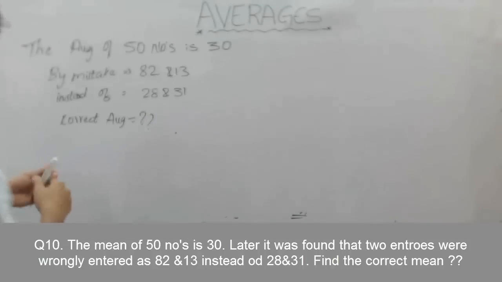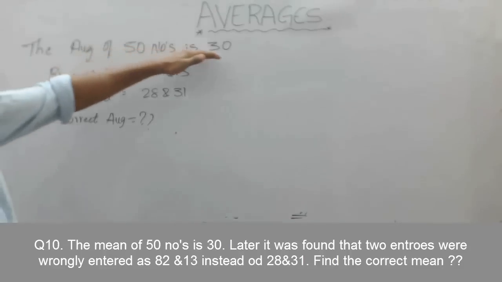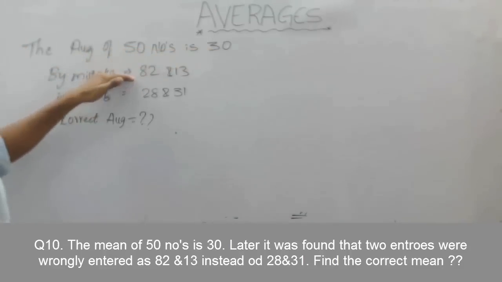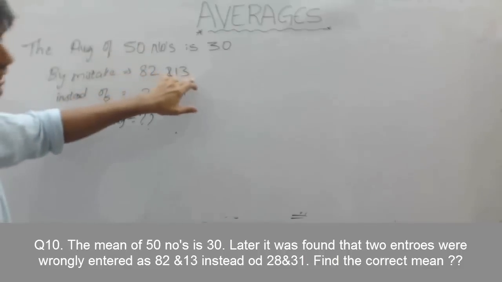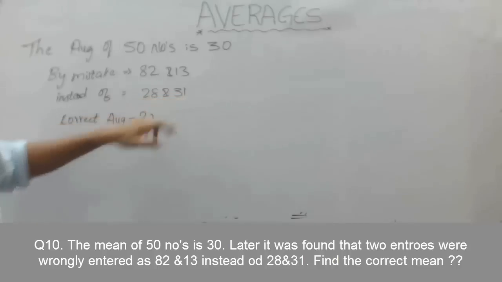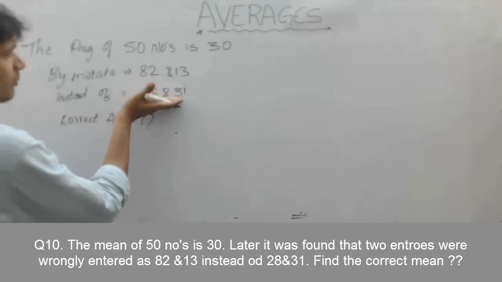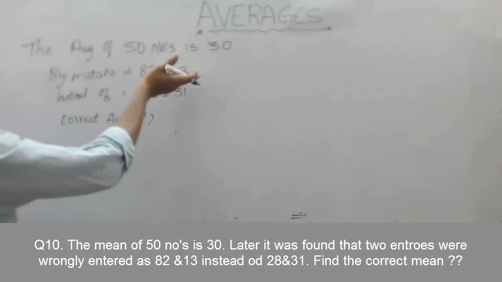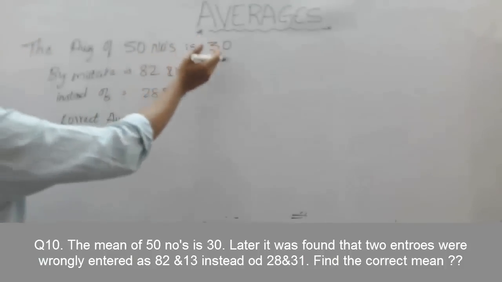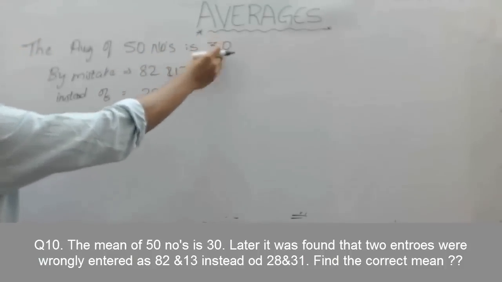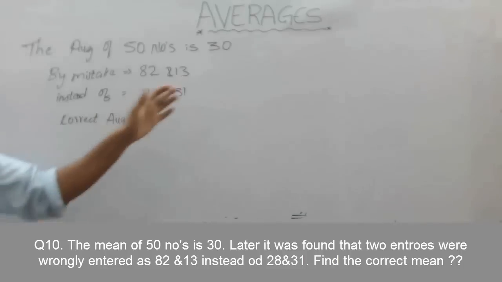So the average of 50 numbers is 30. By mistake, in those 50 numbers, two numbers have been taken as 82 and 13 instead of 28 and 31. So they should have taken these two numbers as 28 and 31, but they have taken them as 82 and 13, so that they have got the wrong average. So to find the correct average, what we need to do?